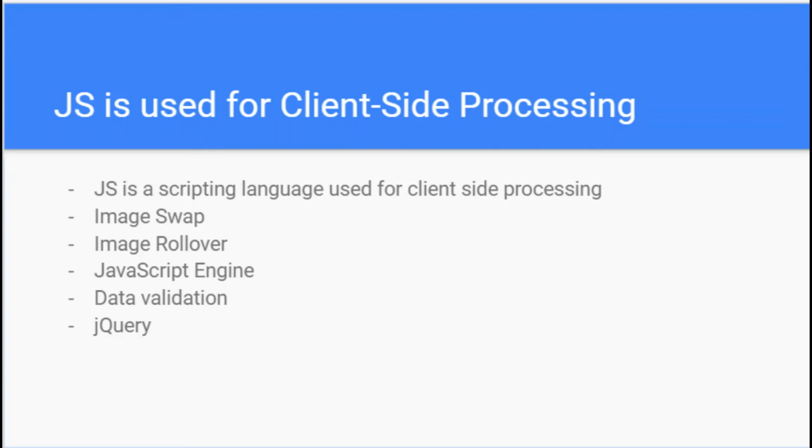To improve performance, JavaScript code is executed in the web browser by the browser's JavaScript engine, which takes some of the processing burden off the server and makes the application run faster. Besides image swaps and rollovers, JavaScript can be used to validate data entered by forms, which also saves unnecessary trips to the server. Over time, programmers have developed libraries that allow for faster coding through the implementation of commonly used functions. The most popular of these is jQuery, which we'll talk about a little bit later on.